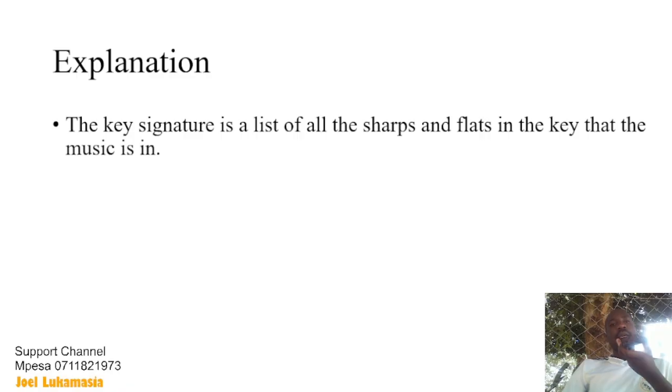Now, key signatures are the list of all the sharps and flats in the key that the music is in. So these are just musical signs that are indicated after the clef. They come after the clef, and they show us the key in which the music is. Mostly we use sharps and flats. You'll see signs of sharps and flats just after the clef, and they are referred to as a key signature.